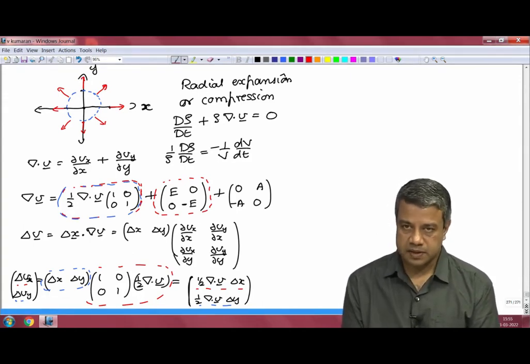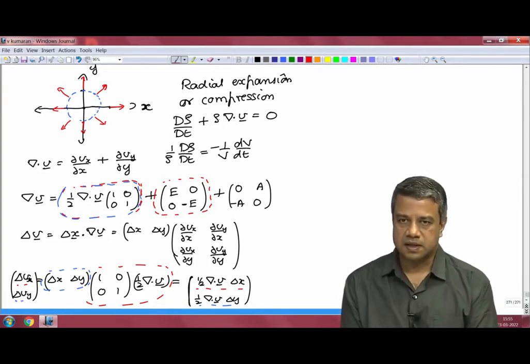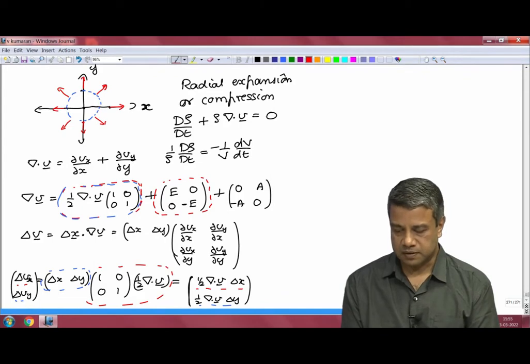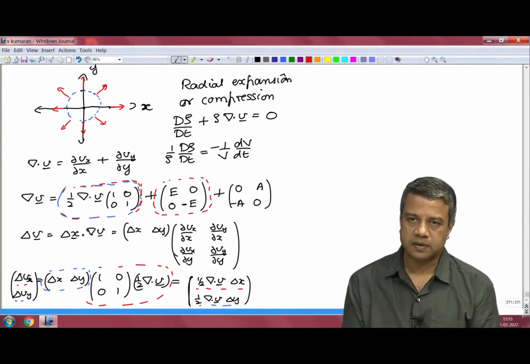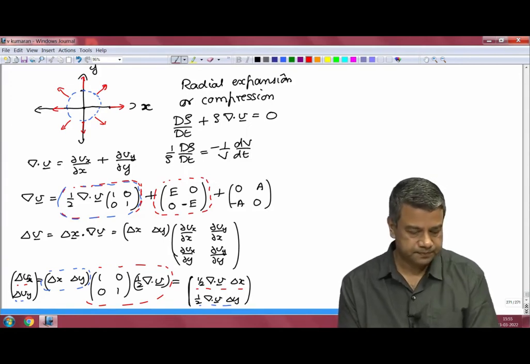For an incompressible fluid, the divergence of the velocity is equal to 0. The density is independent of position or time, and the divergence of the velocity is equal to 0. Therefore, this isotropic part is 0 for an incompressible flow. So, there can be no radial expansion or compression for an incompressible flow.